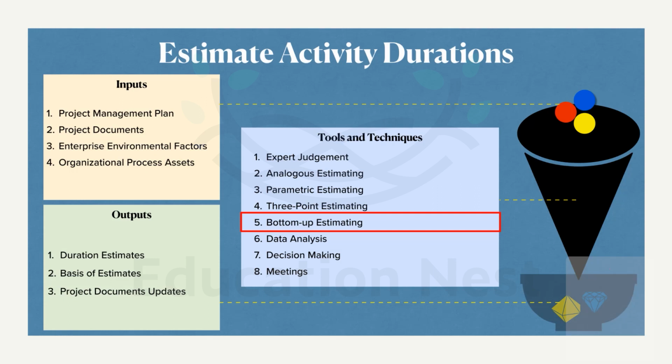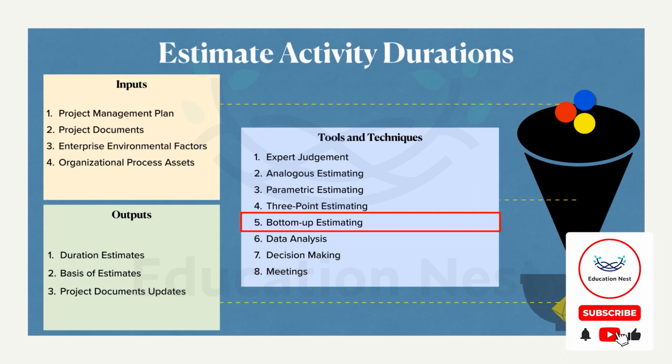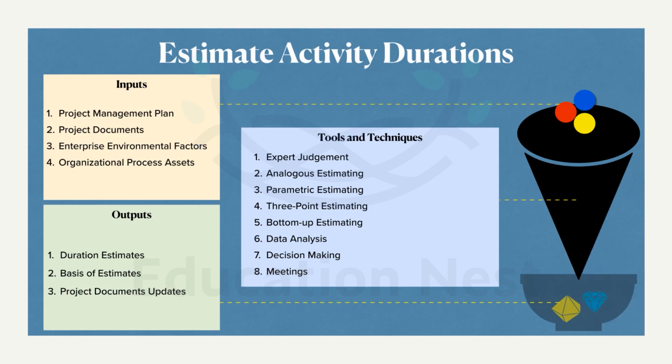Bottom-up estimate. What happens here? I think we have already learned this. This is an estimation of the total project duration. It breaks down the work structure, nothing but the WBS. Moving up to data analysis. Here, alternative analysis could be the tool. We know what an alternative analysis is. What else could there be?